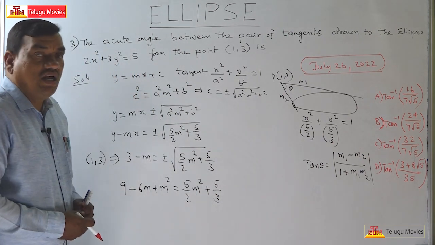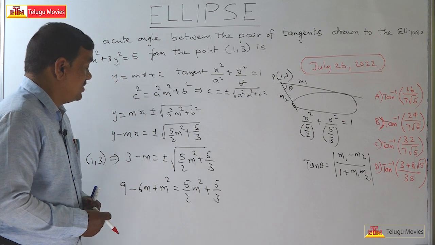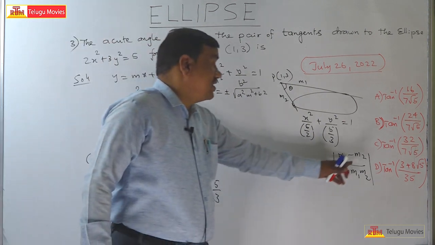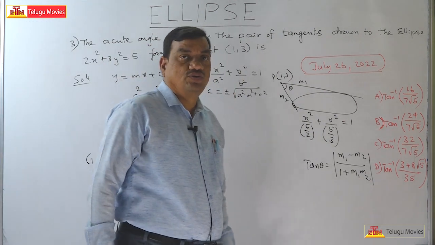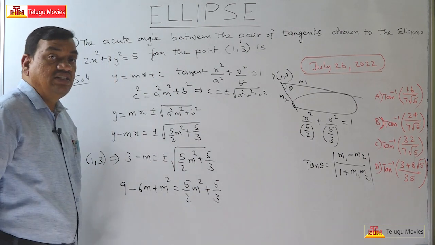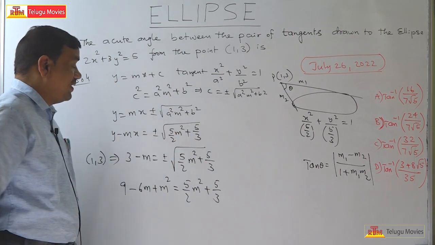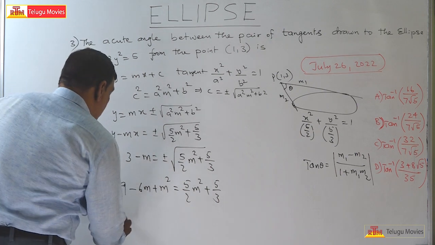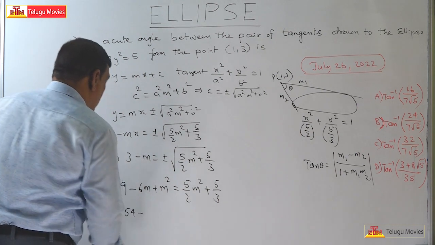Automatically, we will get a quadratic equation in m, and we will find the difference of the roots and the product of the roots. Okay, so let us see this. Now here the LCM of 2 and 3 is 6, so let us multiply by 6. So this is equal to 54.